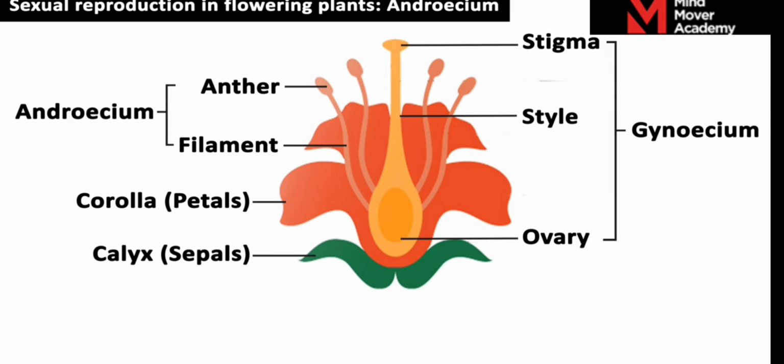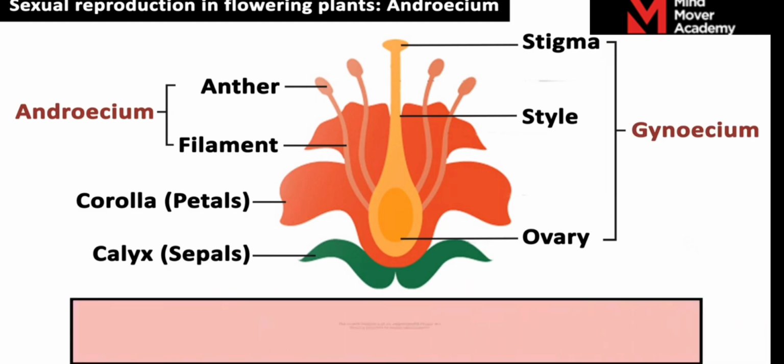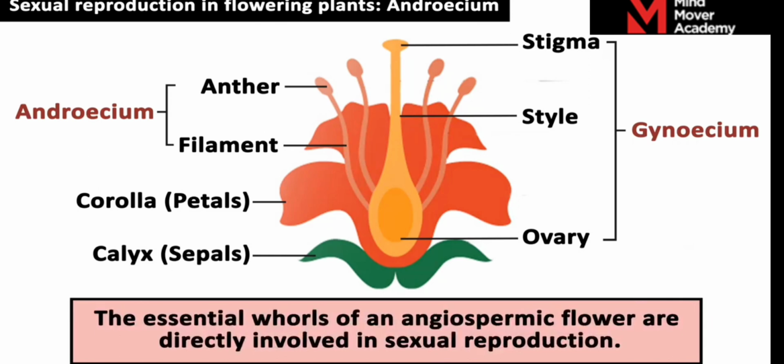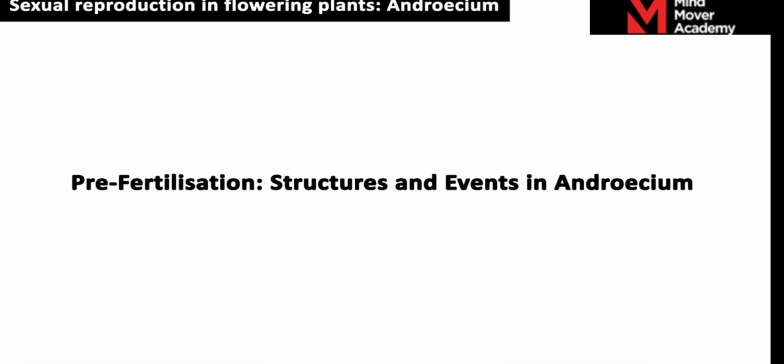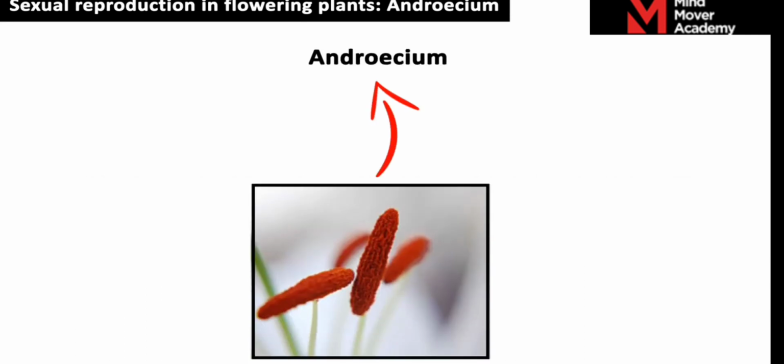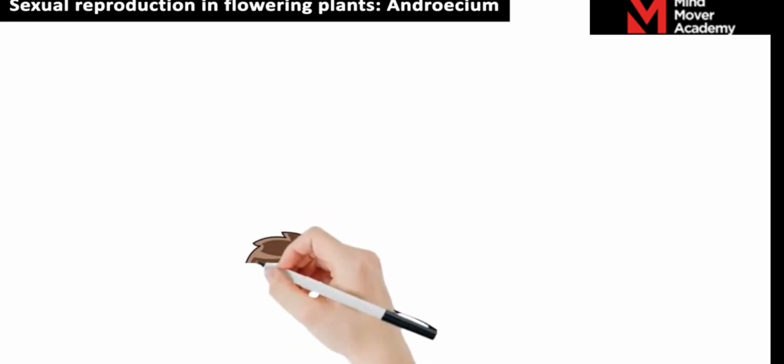Out of these, androecium and gynoecium are fertile and are regarded as essential whorls. Thus, we can say that the essential whorls of an angiospermic flower are directly involved in sexual reproduction. In this module, we will discuss the structures and the events in the androecium that occur before fertilization to prepare the flower for fertilization. Now students, we have already mentioned that androecium is the collective term for the stamens.